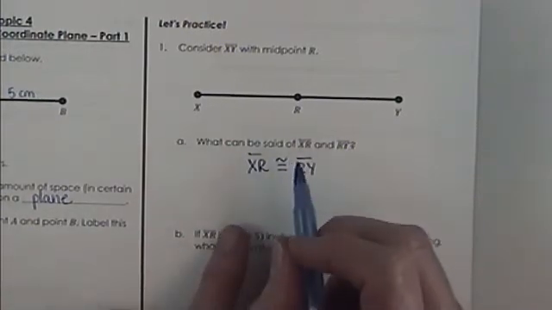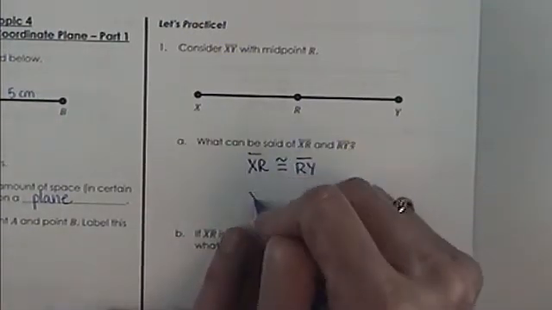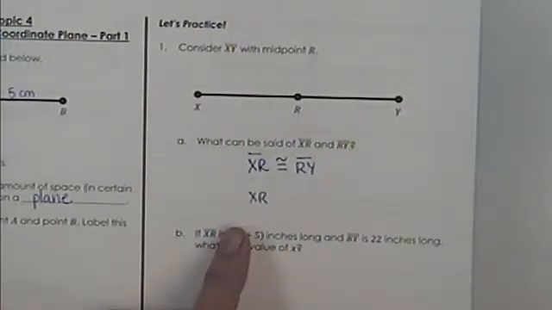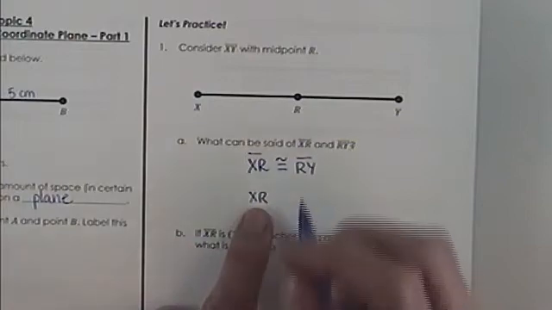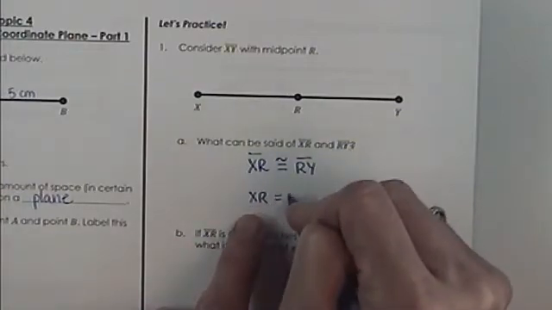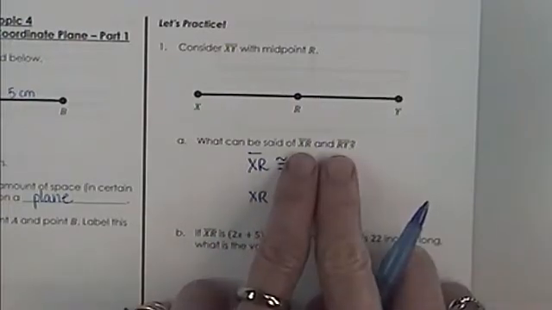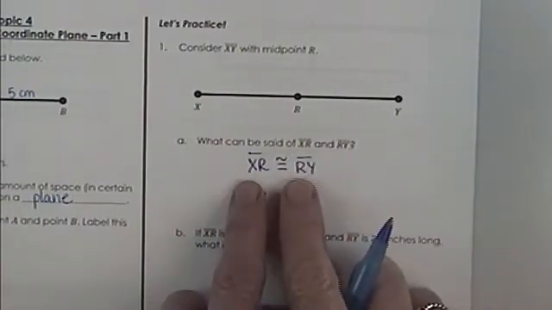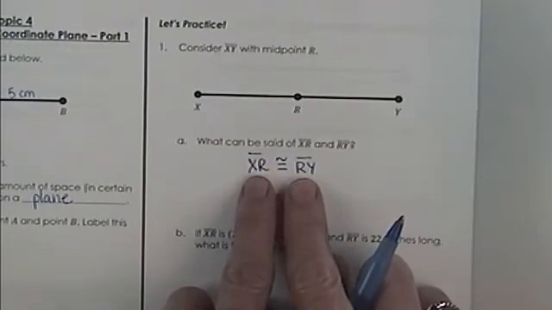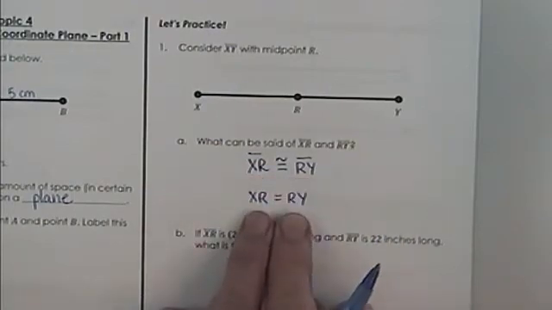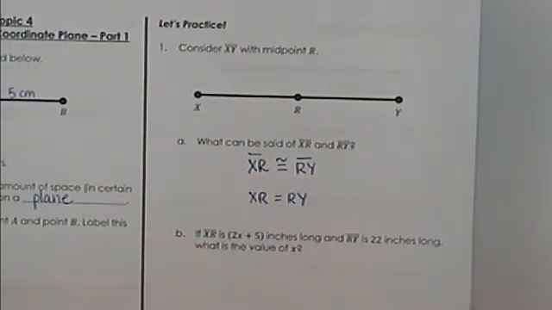We could also write the distance from X to R. Notice, remember, without that symbol, that means the distance from X to R is equal to the distance from R to Y. But it did ask us to compare segment XR and segment RY that way, so that's the one we're going to go with. But also this means the 2 lengths are the same.